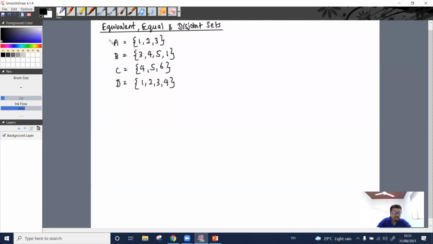Equivalent sets. So first I will take equivalent sets. Tell me, what are the equivalent sets here?